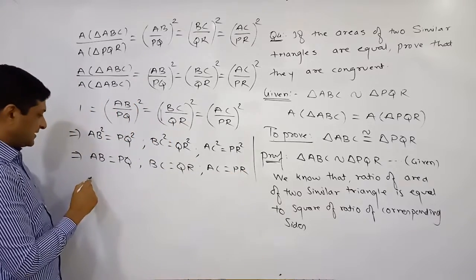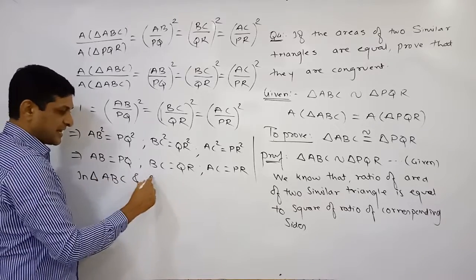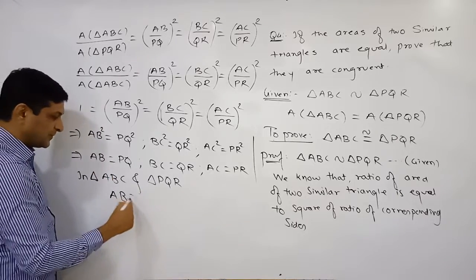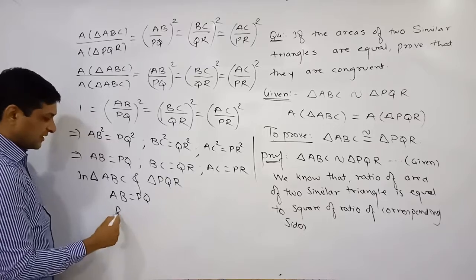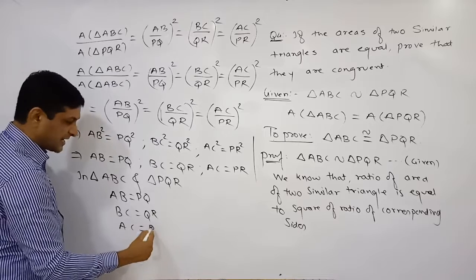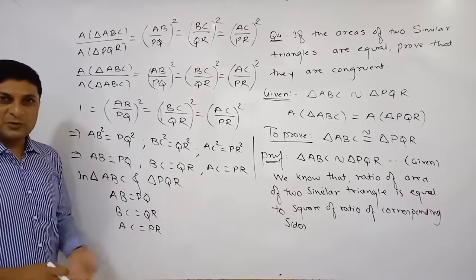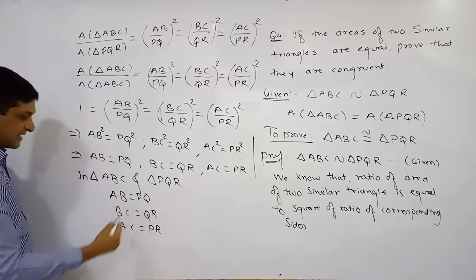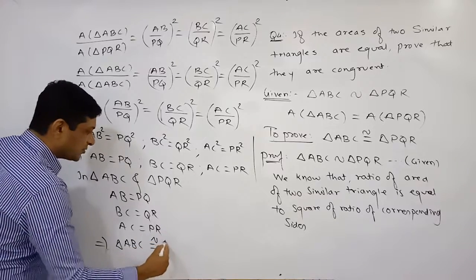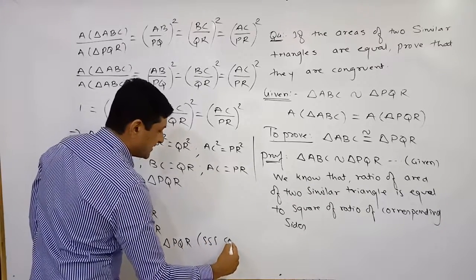Now we are considering our triangles. In triangle ABC and triangle PQR, what result have we got here? AB is equal to PQ, BC is equal to QR, and lastly AC is equal to PR. So three sides of the first triangle are equal to the corresponding three sides of the other triangle. So this implies that triangle ABC is congruent to triangle PQR by SSS criterion.